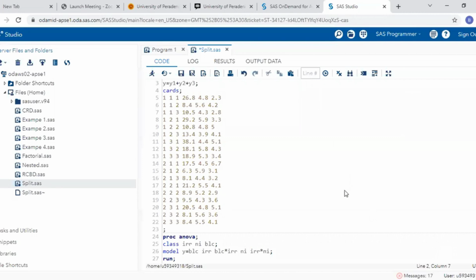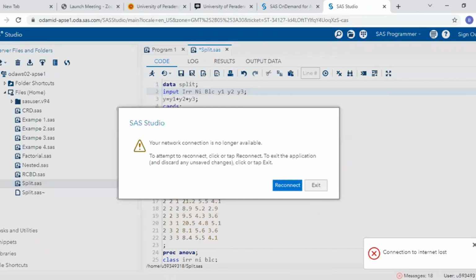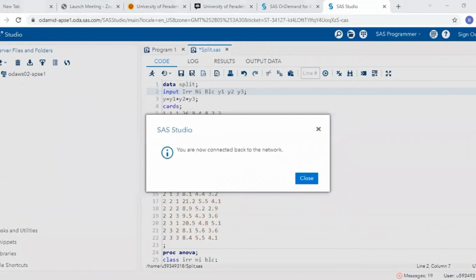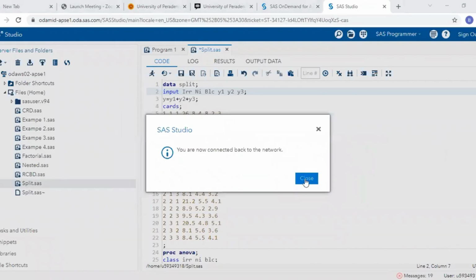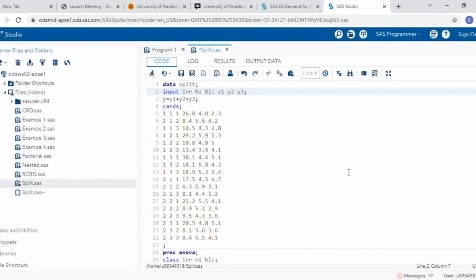So again, problem with the connection. Yeah, some connection problem. Yes. Sir, I could not hear. Sir, is it audible? Yeah. I can hear you. I can hear.